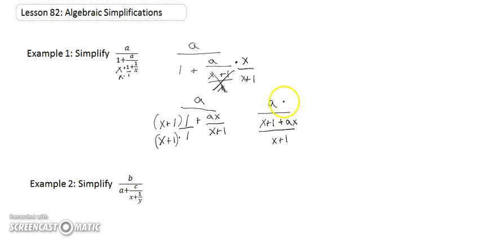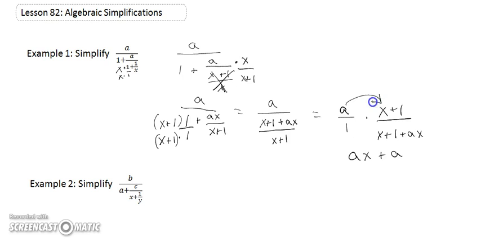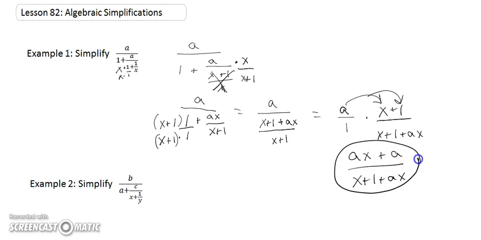Alright, now I can multiply the a on top by the reciprocal of this bottom fraction. So I'll be multiplying a, think about it being over 1, times x plus 1 over x plus 1 plus ax. Okay, so our final answer is going to be ax plus a, I just distributed the a across, over x plus 1 plus ax, and then we'll just leave it like that.